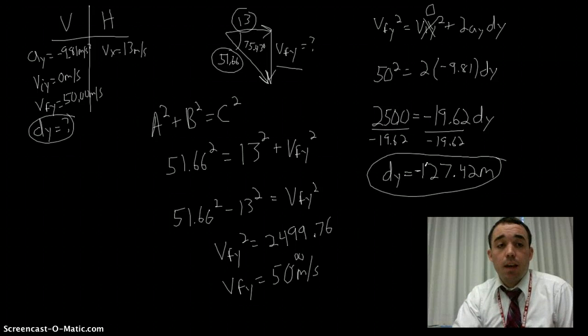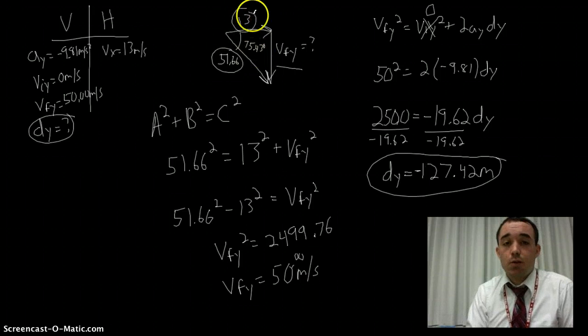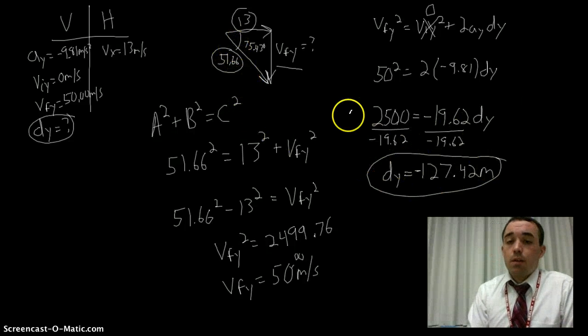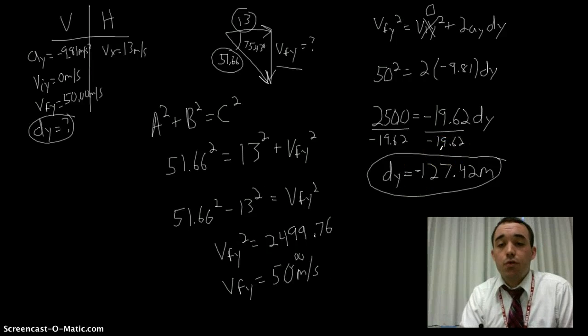So hopefully this helped answer the question of number 2. How high is a cliff if you have the initial given information, 13 meters per second, and it hits the ground 75.43 degrees below the horizontal with a speed of 51.66 meters per second? That would correlate with a cliff of 127.4 meters. I know you all do really well on the quiz, and good to go.